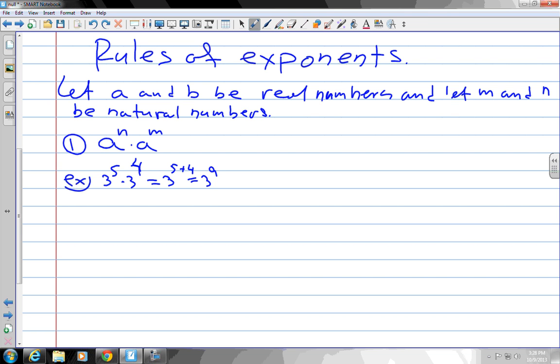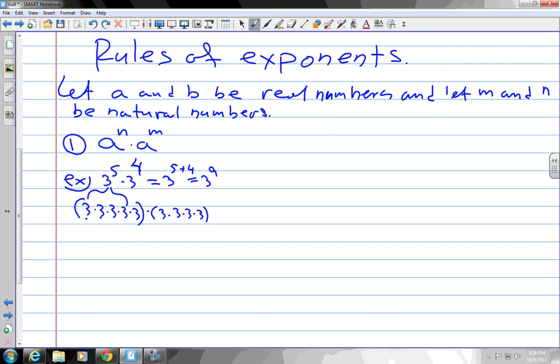No, it'll be the same thing. But if I go along with what you're saying, if I actually look at them separately, 3 to the power 5 is that, right? Times 3 to the power 4 is that, right?